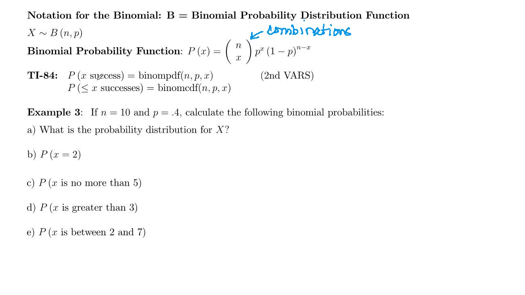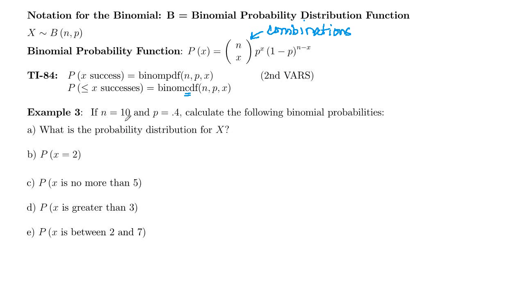On the TI-84, if you want the probability of exactly x successes, you'll use a distribution function, binomial PDF. You have to put in your trials, your probability of success, and your x value. If you want less than or equal to x successes, you use binomial CDF. The C stands for cumulative. Again, you have to put in the number of trials, probability, and your successes. These are under the second variables menu, the distribution function menu. Let me show you how to do some of these.